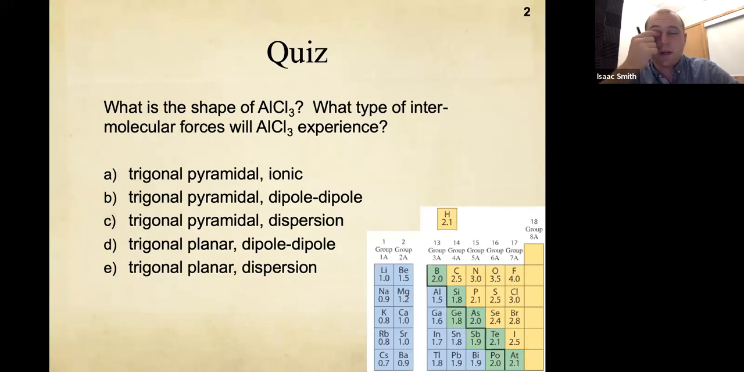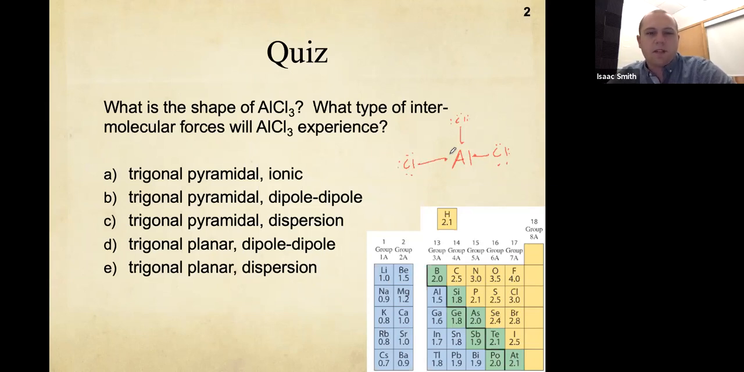Okay, so this is a review from the last couple lectures. What is the shape of aluminum chloride? First off, we're going to draw the Lewis structure. Aluminum has 3 valence electrons because it's under boron, and it's connected to 3 different chlorides. Just like that.